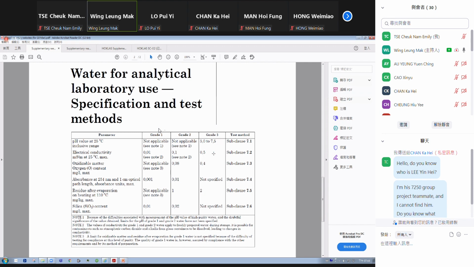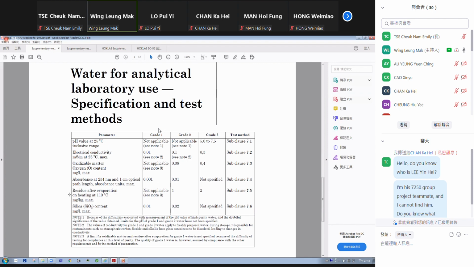So in the lowest grade, conductivity is 0.5; grade 1, 0.1. Oxidizing power: maybe some oxygen is dissolved in it, so it is a factor to measure. Absorbance at 254 nanometers normally indicates aromatic substances. For the highly pure grade 1, there should be almost none.